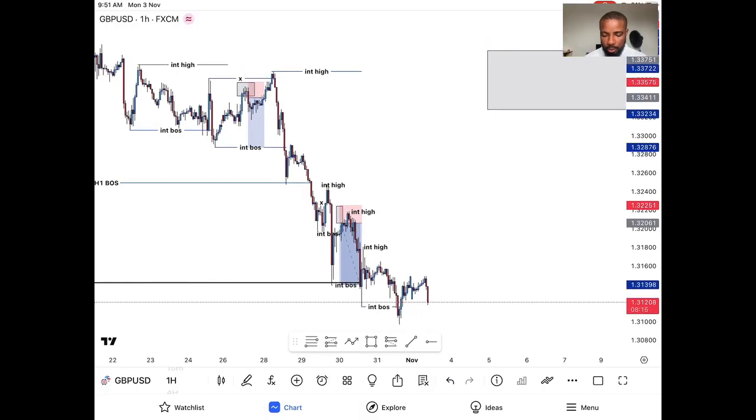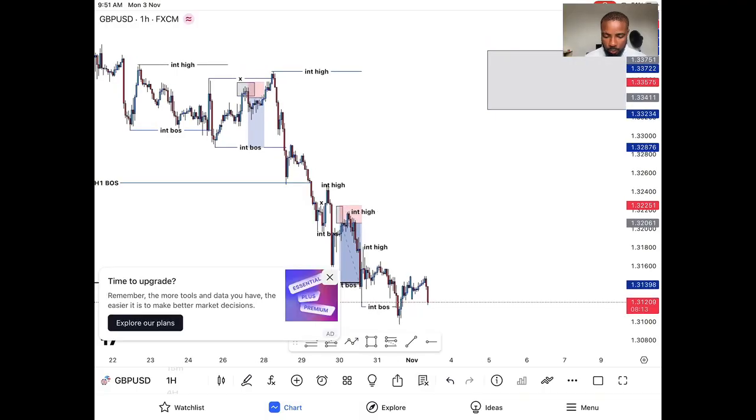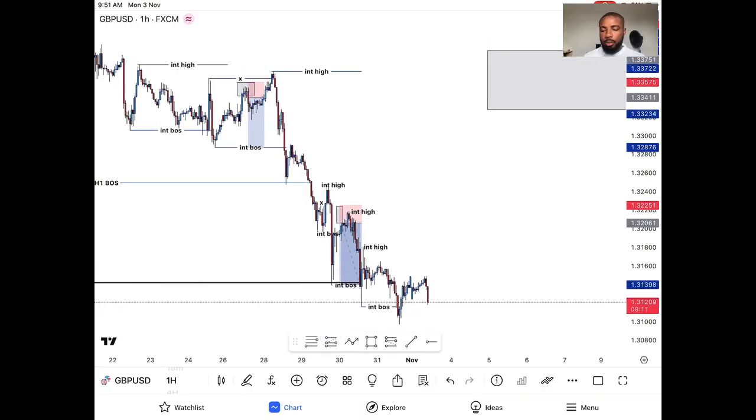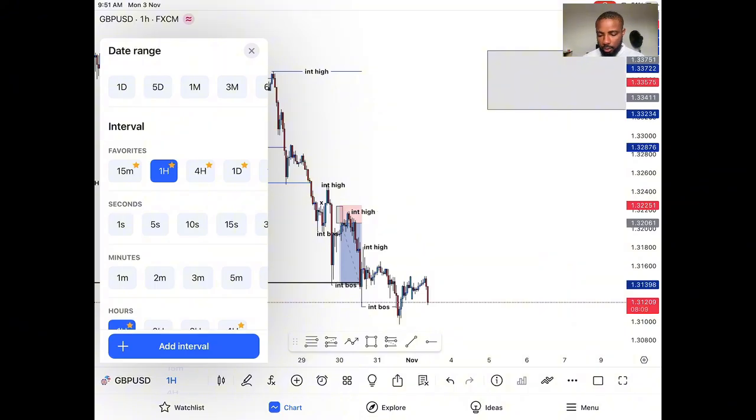Let me quickly show you guys my charts and also explain my analysis and what I'm looking for in the markets. This is GBPUSD. Let me quickly go to the 4-hour time frame.